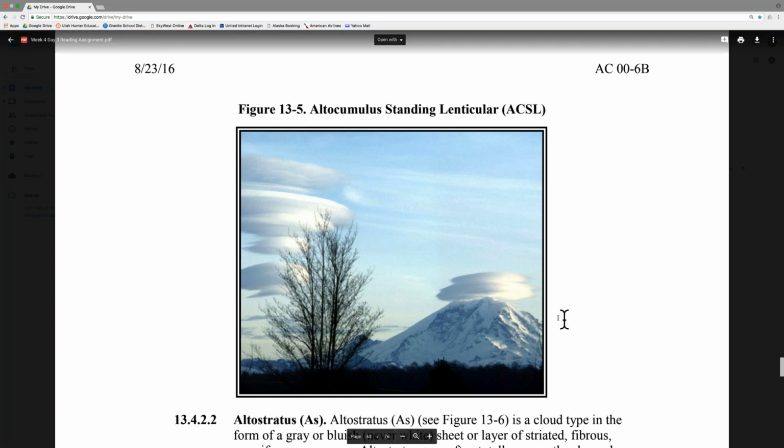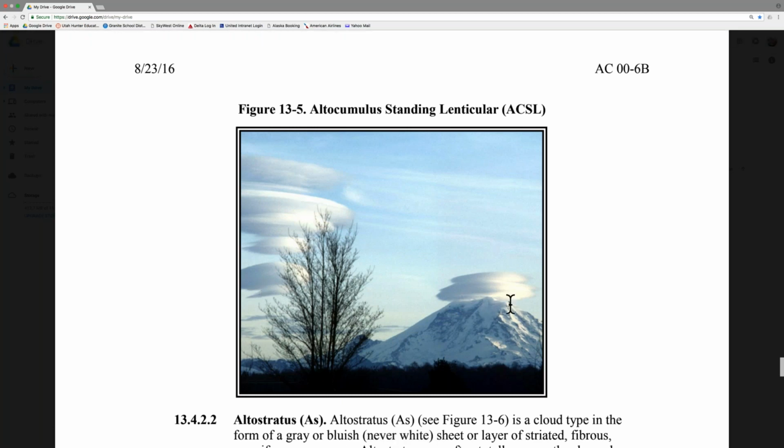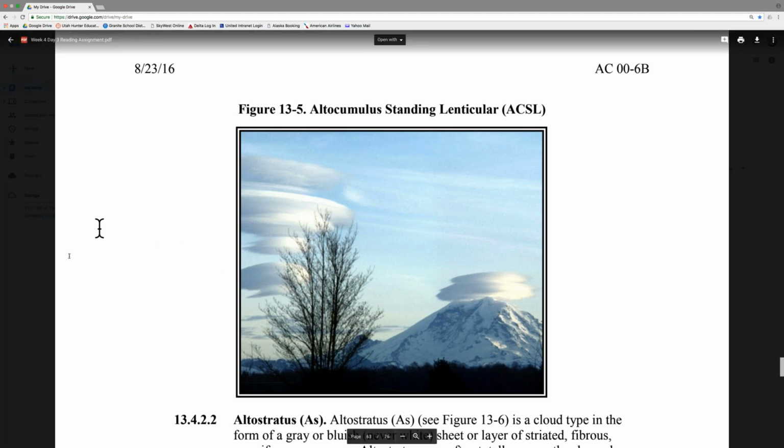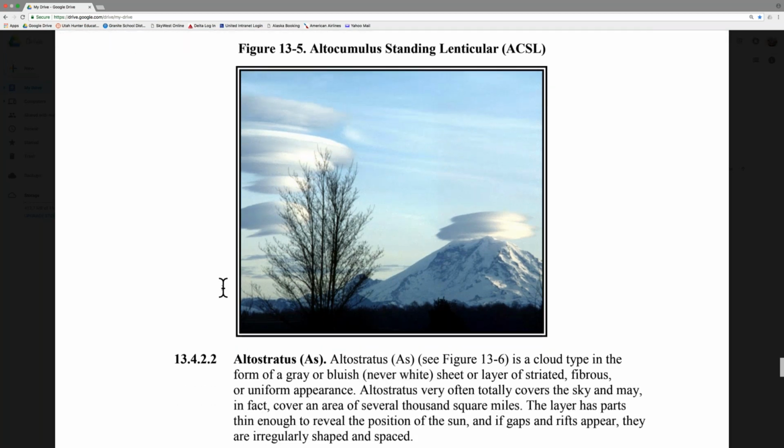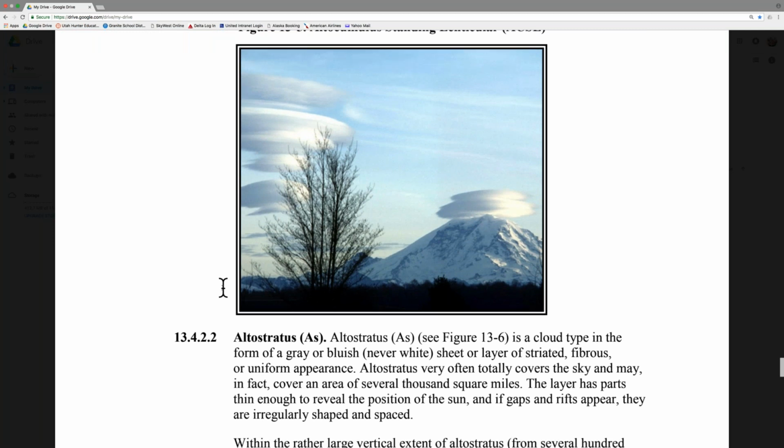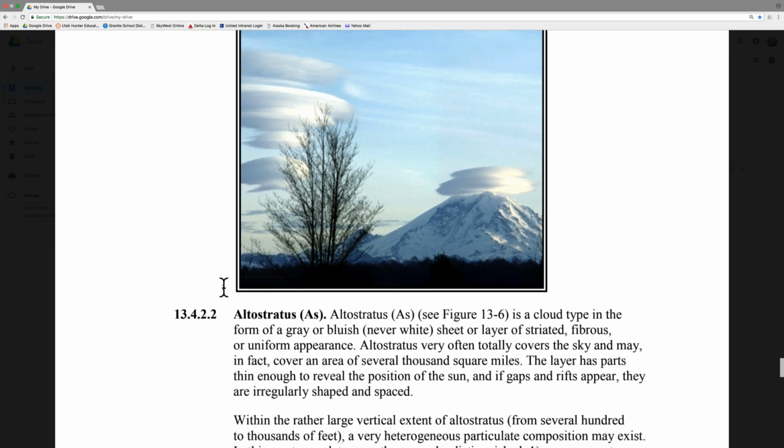Altocumulus standing lenticulars, typically we see them form along the leeward side of the mountains, and that's due to the wave motion coming off the peak. So kind of interesting.